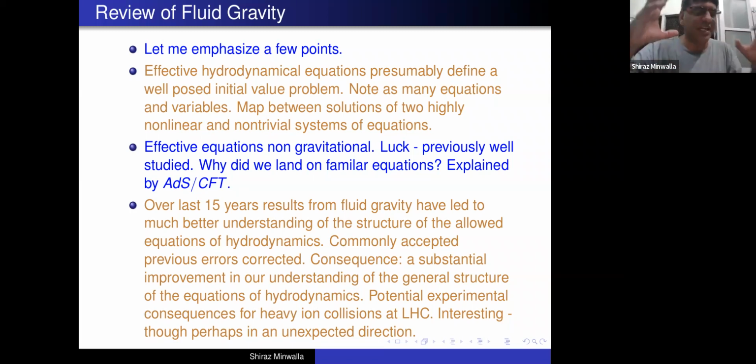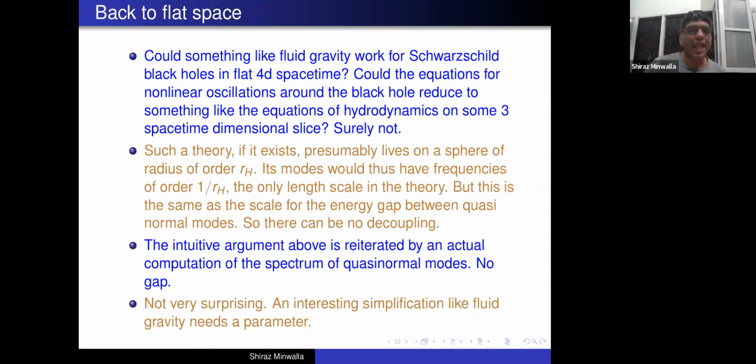It initiated a program to better understand the equations of hydrodynamics, which over the last 15 years has yielded many results. Okay, great. So far so good. All I've done so far is review for you the old story of the connection between gravity and fluid dynamics.